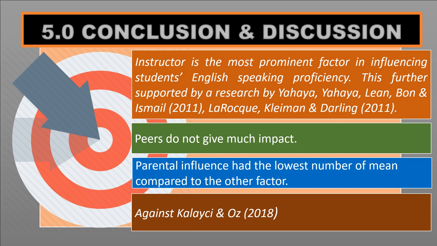As stated earlier, this research was aimed at finding the most and the least important factors influencing students' English speaking proficiency. From the study, the findings indicate that the instructor is the most prominent factor. This is further supported by research by Yahaya et al., 2011, where they also listed peers as a main contributing factor too. But unfortunately, this research does not show the same.